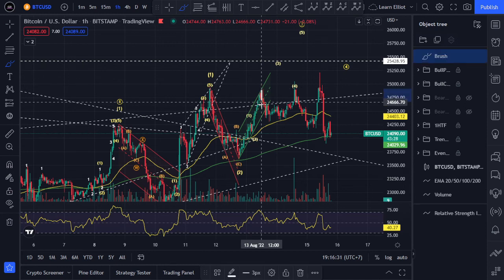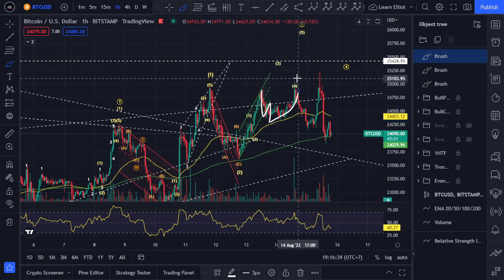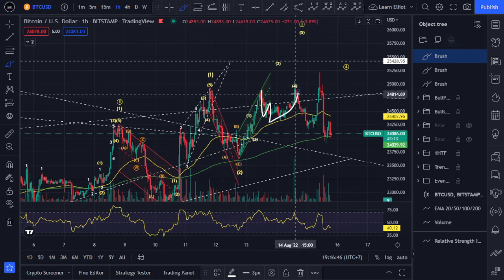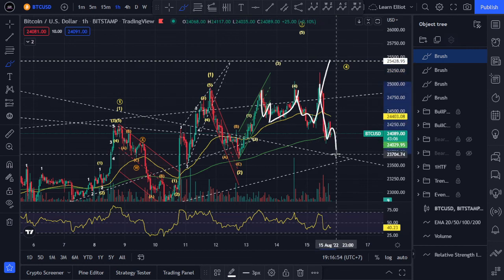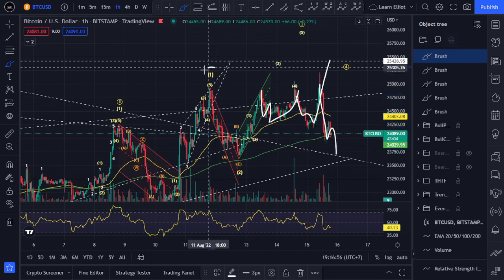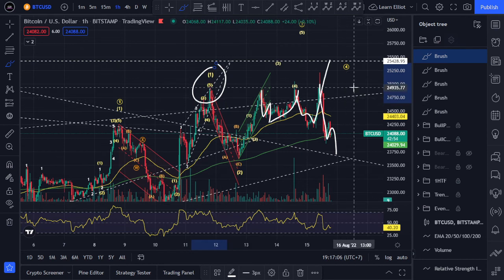I'm assuming that this is an ABC correction, and this is another minuscule impulsive 5-wave movement. So another ABC correction and another minuscule impulsive move. And now I think we are in an ABC correction for this first sub 1-2 setup wave for this first wave. So let's calculate it.